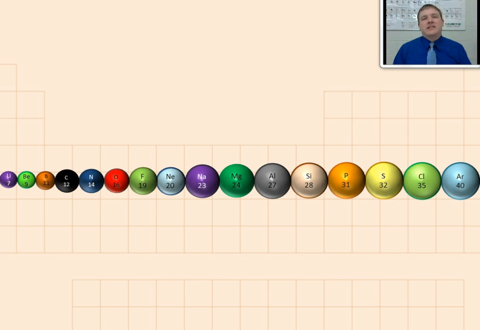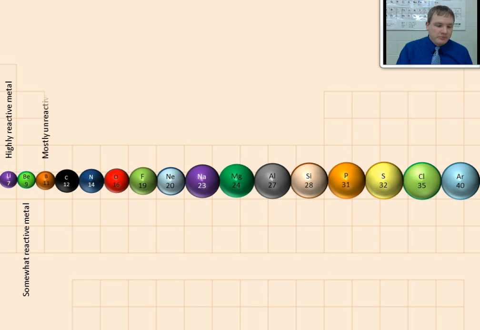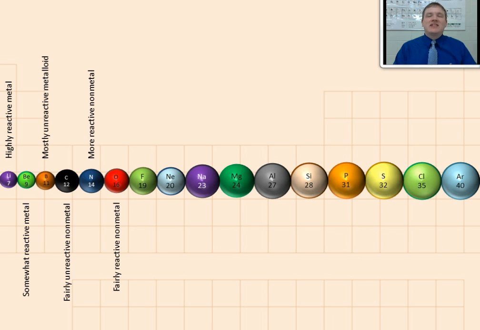Let's take a moment to consider the properties of each of these different kinds of atoms. Lithium, way on the left, is a highly reactive metal. Beryllium is somewhat less reactive but still a metal. Boron is not really a metal anymore. It's a substance known as a metalloid, which means it's sort of like a metal, but sort of like a nonmetal. Carbon is decidedly nonmetal, and it's not very reactive. Nitrogen is more reactive and a nonmetal. Oxygen is even more reactive and a nonmetal. Fluorine is even more reactive. In fact, we'd say highly reactive. And then neon, not reactive at all.